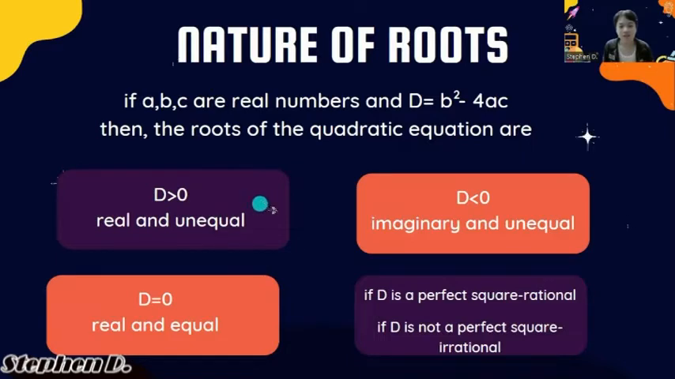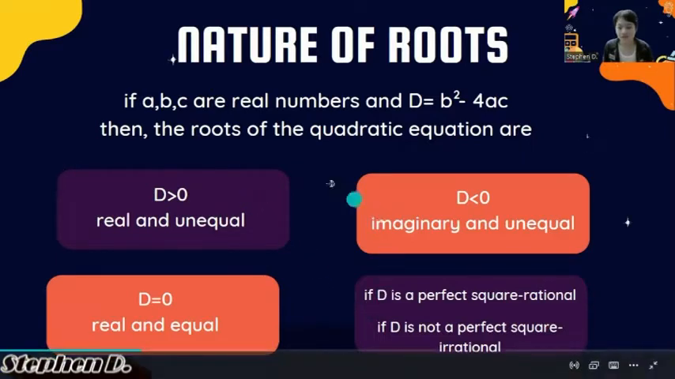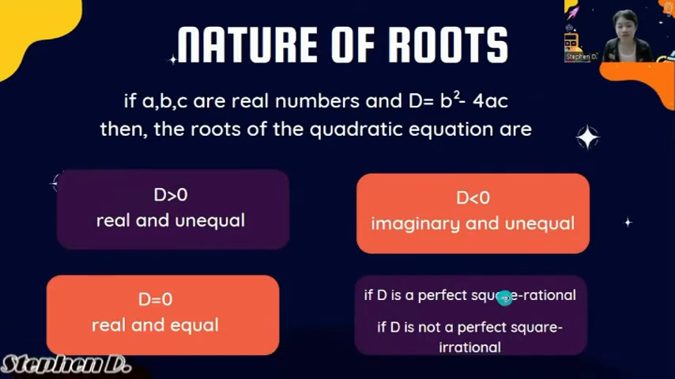real and unequal. If D is a perfect square, it is rational. If D is not a perfect square, it is irrational, and it happens when it's real and unequal. When D is equal to 0, it is real and equal. And when D is less than 0, it is imaginary and unequal.